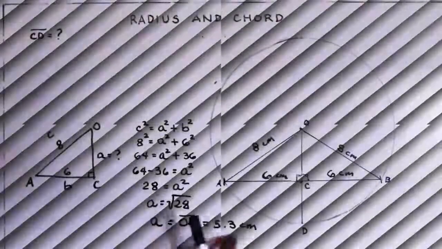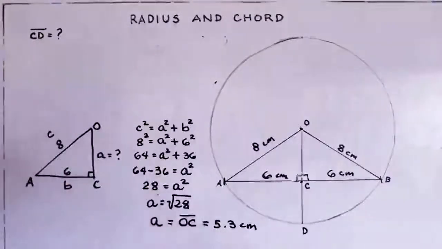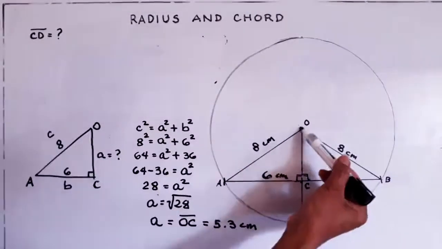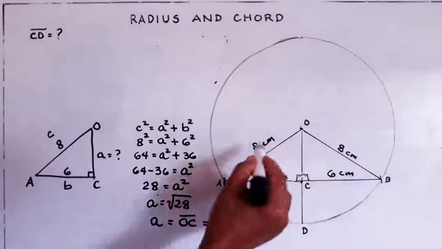Okay, so we have OC is 5.3 centimeters. How can you find now the line segment CD, from here up to here? We know that from O to D is our radius, and we know the length of our radius. So the radius is 8.